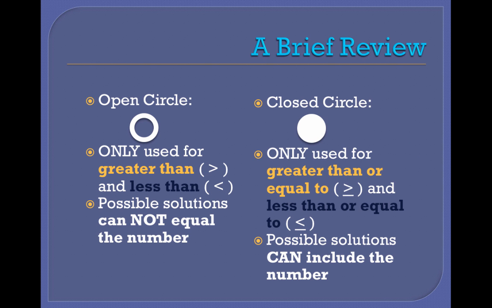A brief review from the last lesson. Remember, an open circle is only used for greater than and less than. Possible solutions cannot equal that number. So if you have an open circle on a number, a solution cannot be the number that that circle is on. A closed circle is only used for greater than or equal to and less than or equal to. And remember that line underneath is a half of an equal sign, which means that if this dot is on that number, a solution can include the number that that dot is on.